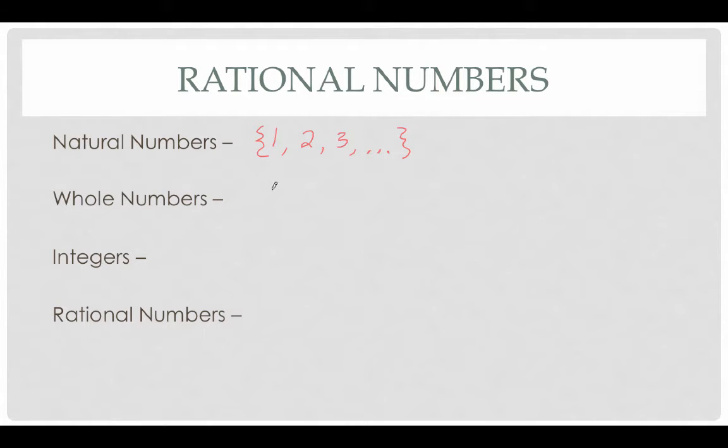Well, eventually you start to grasp this concept of 0. And when we add 0 to all the natural numbers, now we have all the whole numbers. So 0, 1, 2, 3, on and on. That is all the whole numbers right there.